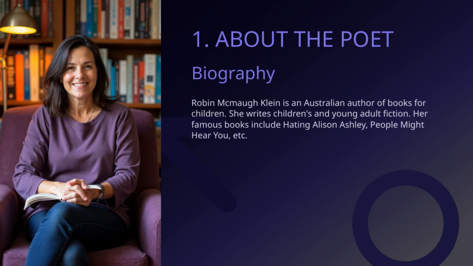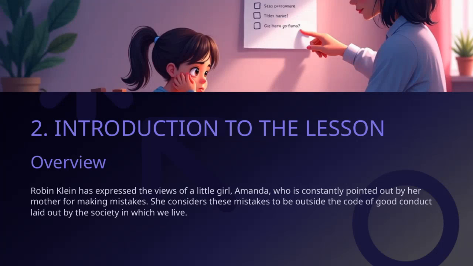when creating impactful stories. On this slide, we see Robin Klein sharing the perspective of a young girl named Amanda. Amanda is constantly being pointed out by her mother for making mistakes. These mistakes, in her eyes, are not just simple errors, but are seen as violations of the societal code of good conduct. It's important to understand that Amanda perceives her actions through the lens of societal expectations, which can often make her feel judged or out of place. This highlights how children can internalize the standards set by adults, and how these perceptions influence their self-esteem and behavior.